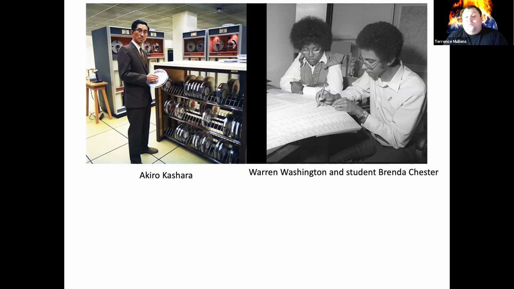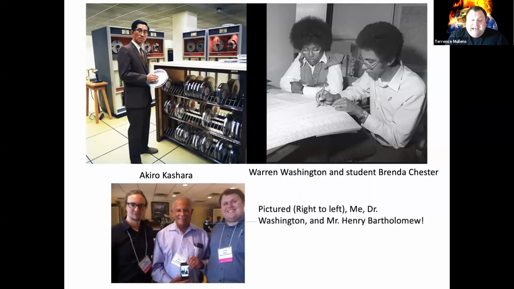One cool thing that I get to brag about is I actually met Warren Washington in 2011 at a conference in Colorado. And here he is. He's holding up a picture of him receiving a Medal of Honor from Barack Obama. There is a young me. My gosh, I look so much like a baby in that picture.